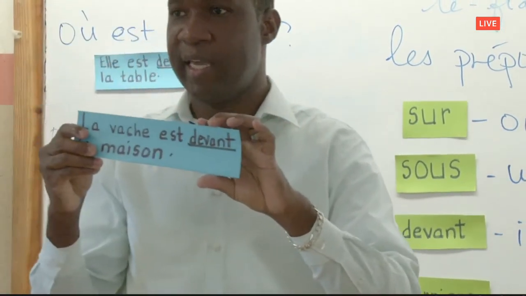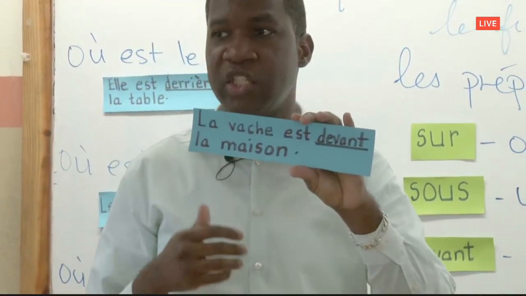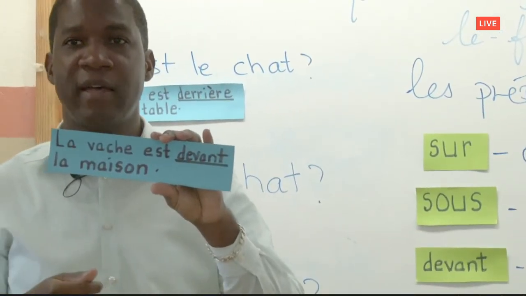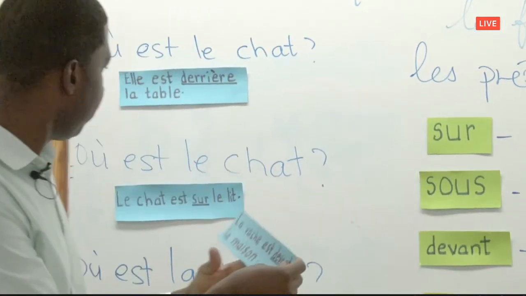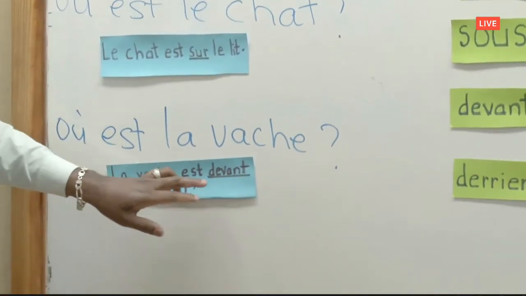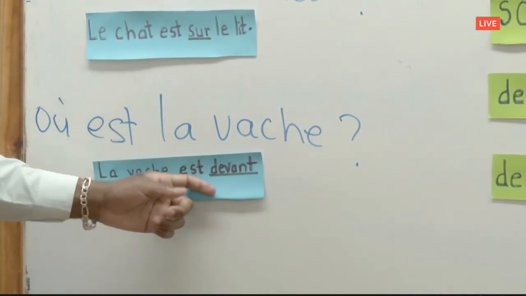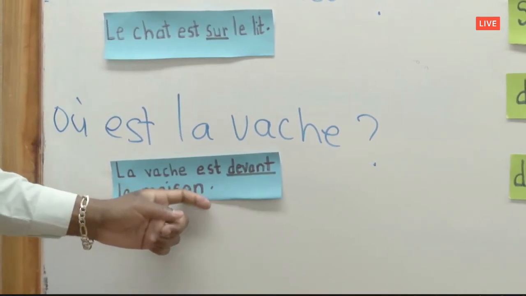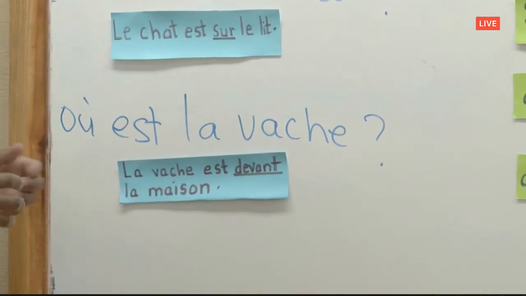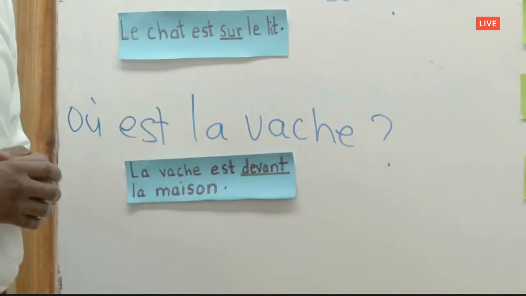La vache est devant la maison. Okay? La vache est devant la maison. La vache est devant la maison. Okay? The cow is in front of the house.